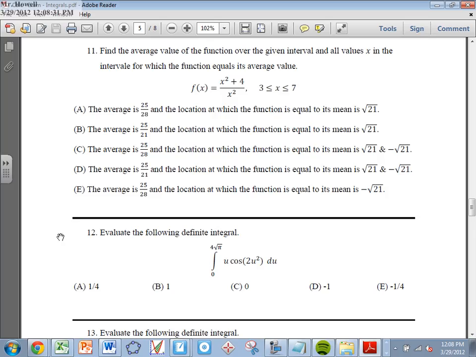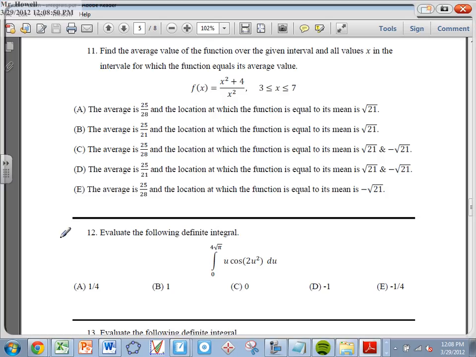Anybody get 11 right? I got a few, right? Anybody know what to do to start? Or you can just read the problem. Find the average value of the function over the given interval and all values of x. Oh, interval is spelled wrong. Nobody picked up on that.